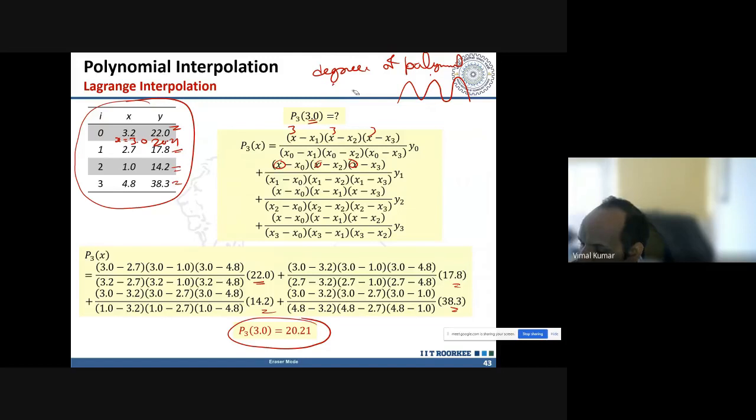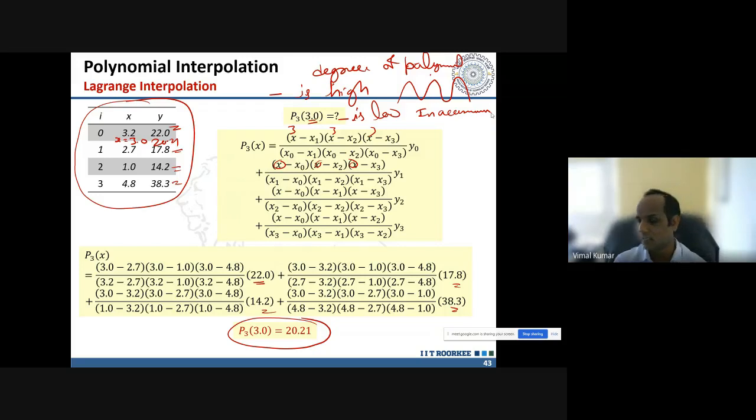Okay, or let's say the degree is not increased, I'll simply say it is high. If the degree of polynomial is low actually, in that case there are inaccuracies in the results actually, inaccuracies in the results. So I have to decide what degree of polynomial I should take. Okay, so that is the question here.